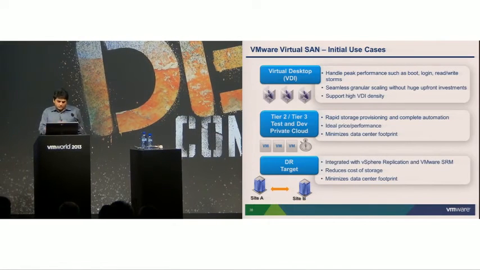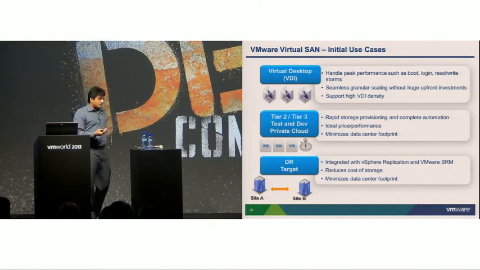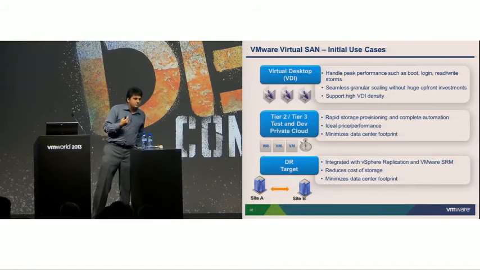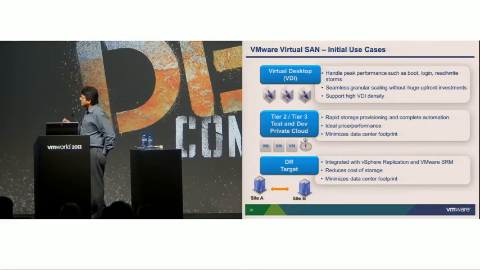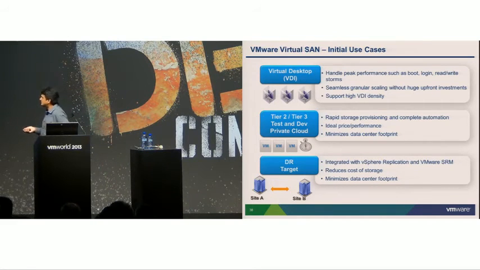Tier 2, tier 3, or test and dev type workloads are a good fit for vSAN because, again, ease of provisioning, per VMDK management, lower cost of storage. All those are good reasons why vSAN is a good fit for test and dev.